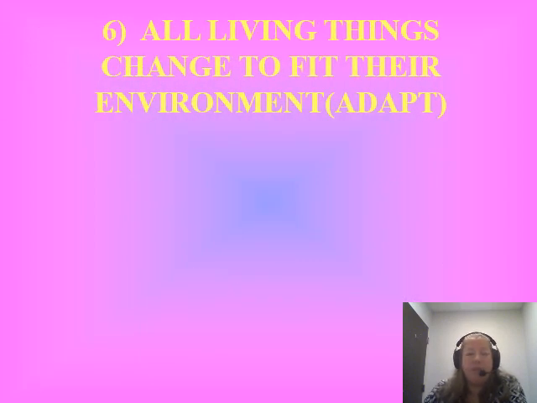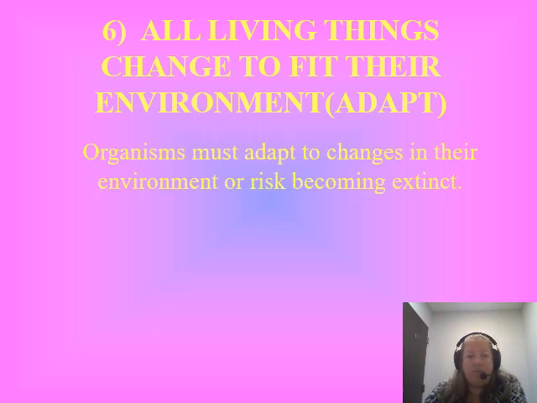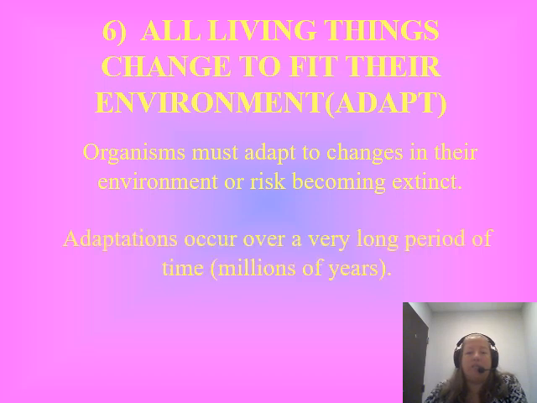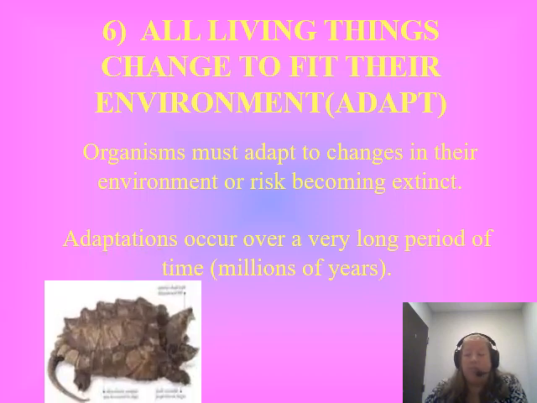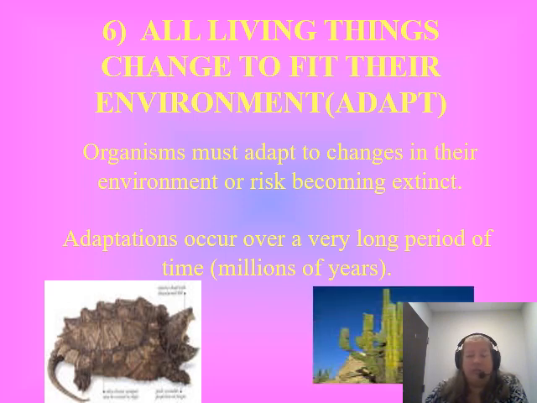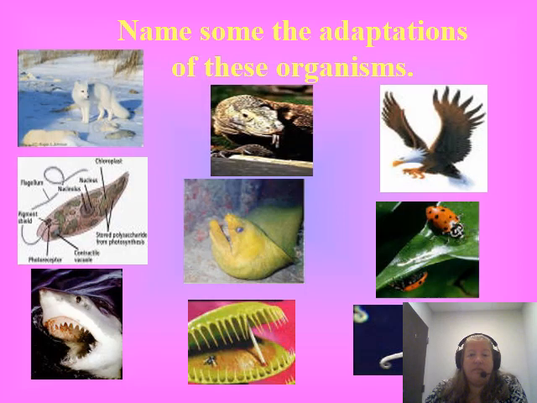The sixth characteristic is that all living things change to fit their environment, otherwise known as adapting. Organisms must adapt to changes in their environment or risk becoming extinct. Adaptations occur over long periods of time. Here you see an example of a turtle and a cactus. Here are some examples of adaptations.